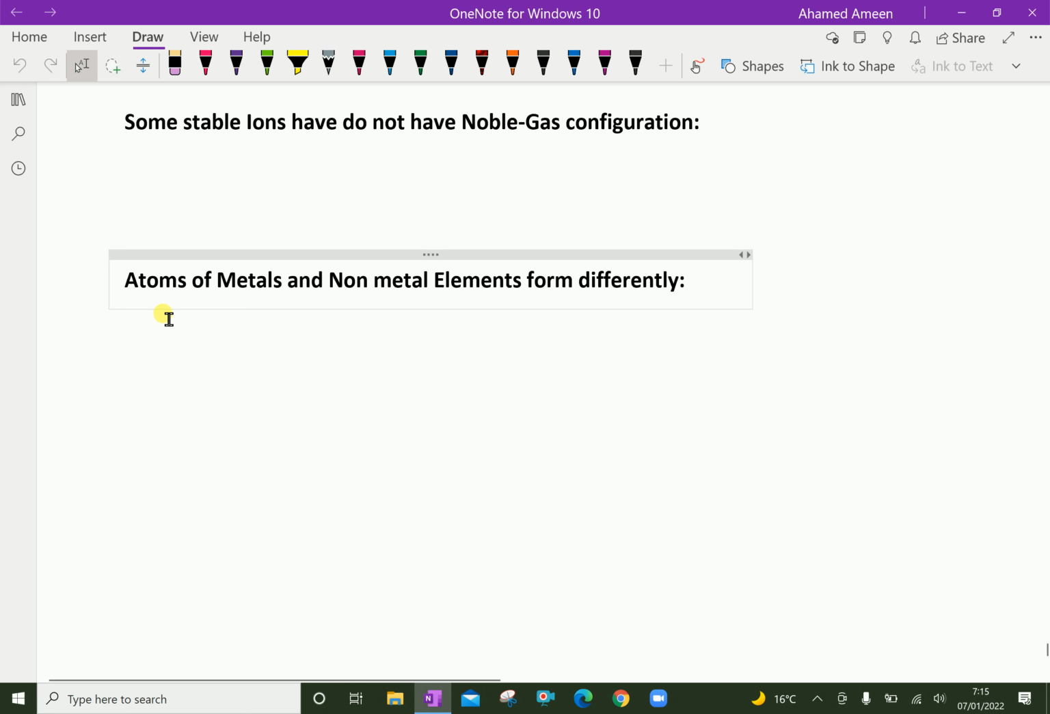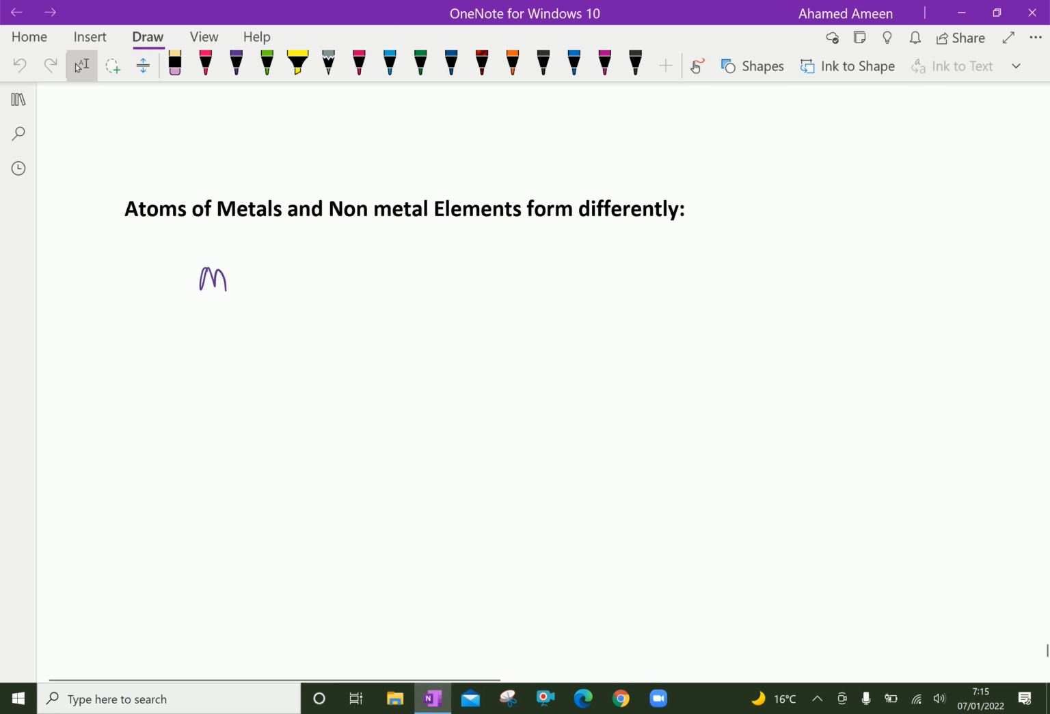Next, atoms of metal and non-metal elements form ions differently. Nearly all metals form cations, as can be seen by examining their electron configuration. For example, consider the configuration of the group 2 metal magnesium. Suppose magnesium has electronic configuration 1s2, 2s2, 2p6, 3s2. To have a noble gas configuration, the atom must either gain 6 electrons or lose 2.